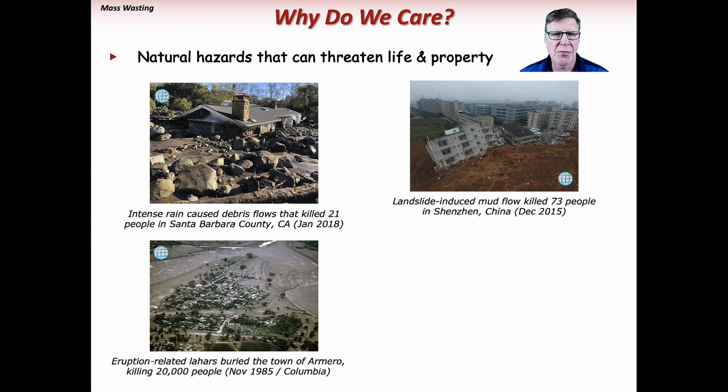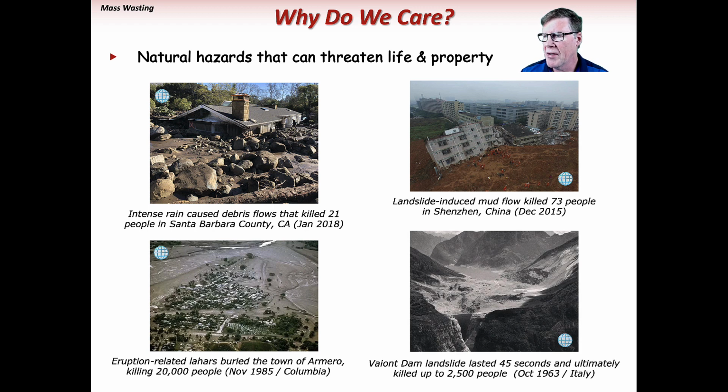Landslides, both large and small, can be deadly, like the one that killed up to 2,500 people in 1963 at the Vaiont Dam in Italy. We obviously need to pay attention to these processes and understand them, so we can better predict and hopefully avoid such catastrophes.